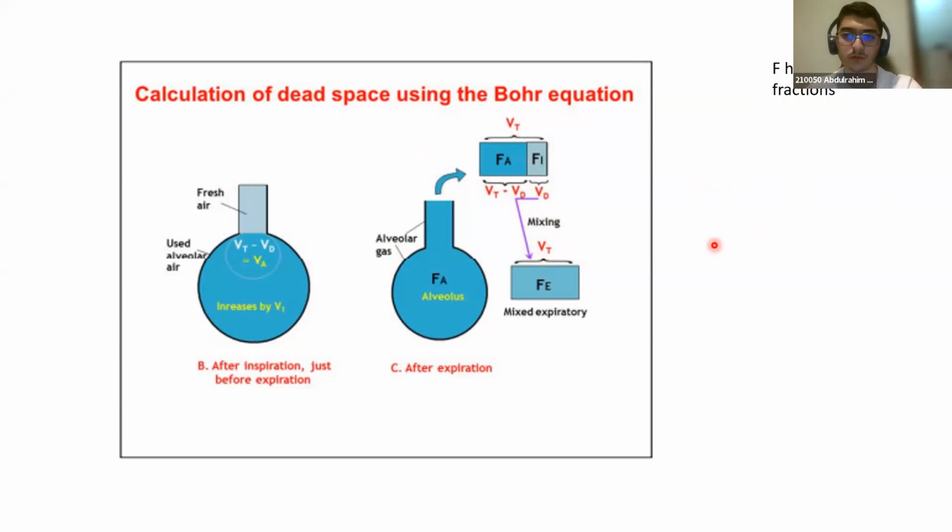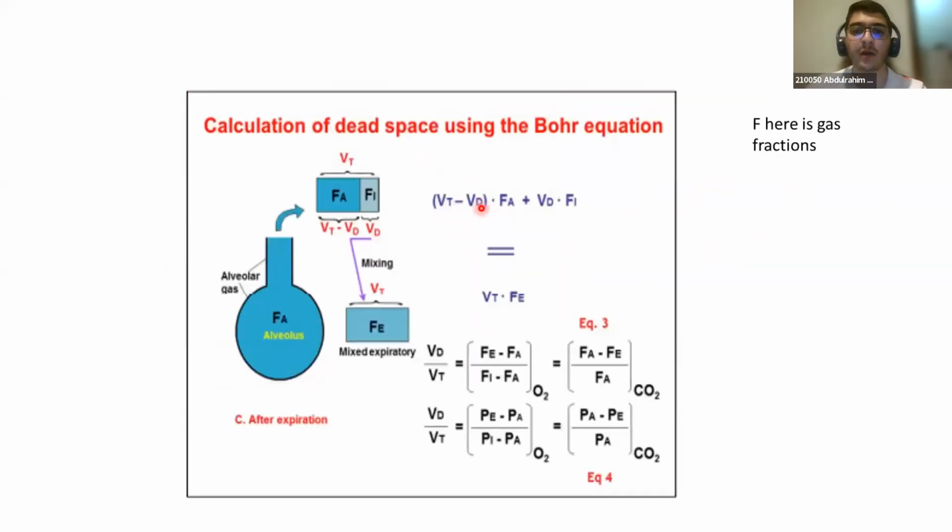Here, this F in the equation refers to the fraction, not to the frequency. FA is the fraction of gases in the alveolar space. FI is the fraction of gases in the dead space. FE is the fraction of gases in the total tidal volume which you have inspired and exhaled. So it's the same thing: the amount of gas in the dead space plus the amount of gas in the alveolar space is equal to the total volume which you have inhaled.